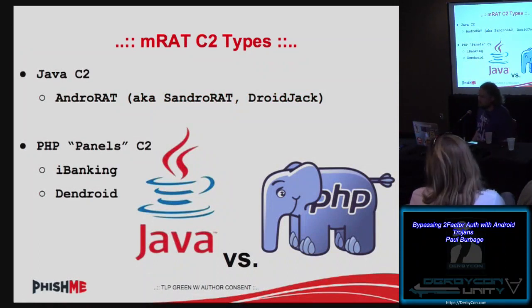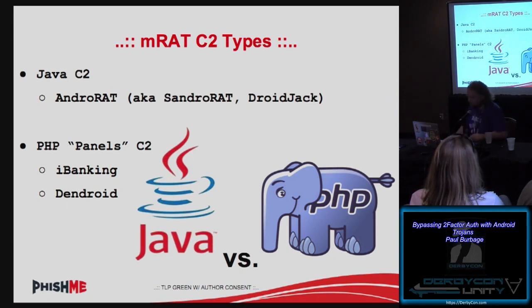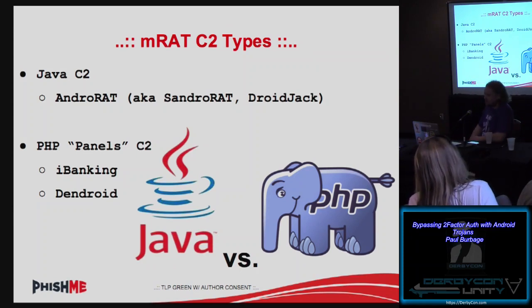There are essentially two types of command and control infrastructure for mobile malware, pretty much the same that you see on the PC side for rats. I like to categorize these into two different avenues, one being Java C2 and the other being PHP panels. So the first family we'll talk about is AndroRat, which is a Java C2, also known as SandroRat or DroidJack. And the second family is iBanking, which is a PHP panel, and then finally Dendroid.